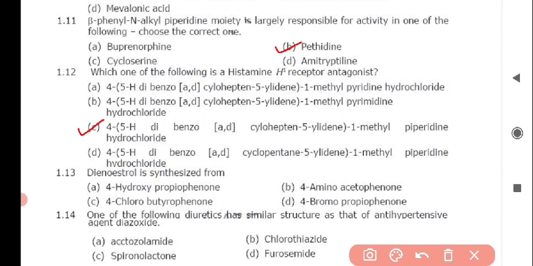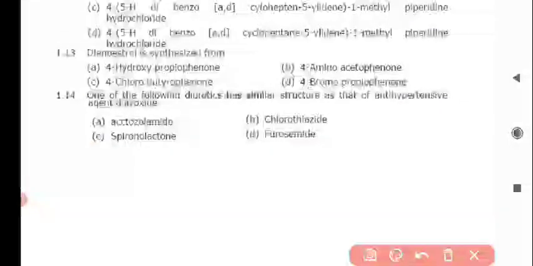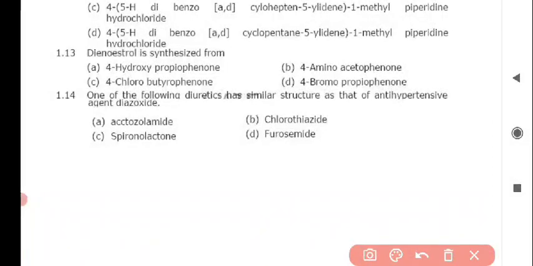Next question is, dienoestrol is synthesized from. So the correct answer is option A, that is 4-hydroxypropiophenone. Next question is, one of the following diuretics has similar structure as that of antihypertensive agent diazoxide. So the correct answer for this question is option B, chlorothiazide.